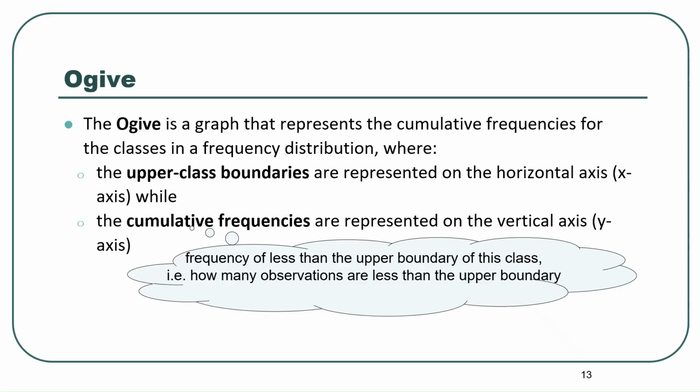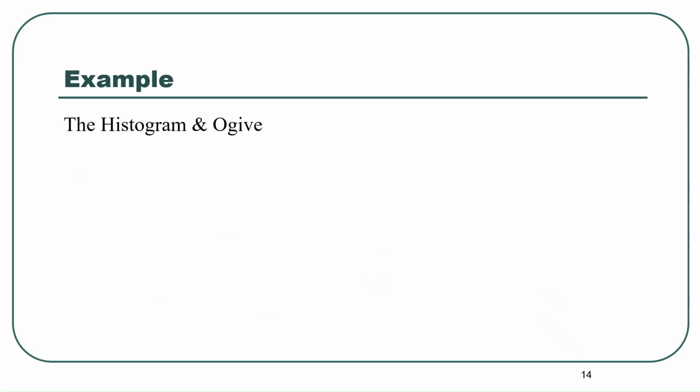In other words, how many frequencies did appear in any previous class lower than the one I am taking its upper boundary with me. So let me see an example. It will be easier to talk about it from an example.